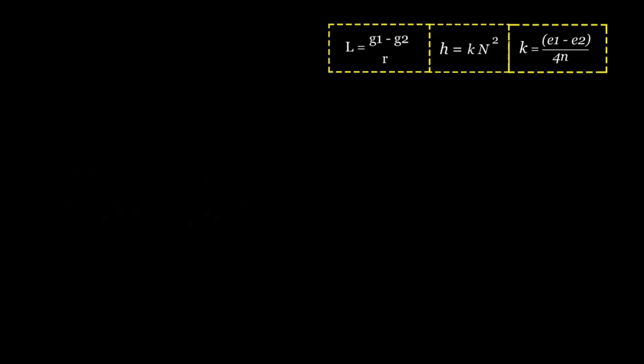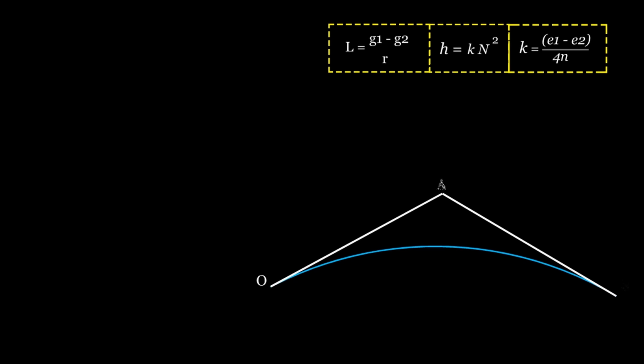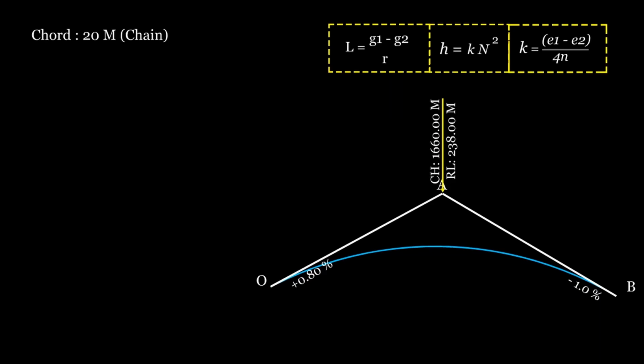Given information: a parabolic vertical curve connects two uniform grades of plus 0.8% and minus 1%. The chainage and reduced level of the point of intersection are 1,660 meters and 238.00 meters, respectively. The pegs will be fixed at uniform chord intervals of 20 meters chainage. The rate of change of grade is 0.005%. This means the rate of change of grade for a 20-meter chain is 0.005 multiplied by 20 meters, which equals 0.1% per chain.